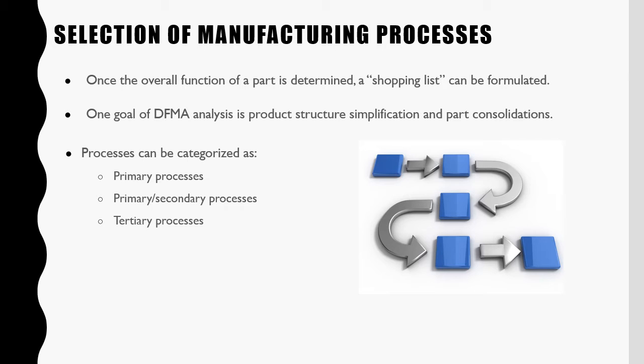Primary, which is used for producing raw materials and is also used to make the main shape. You have primary/secondary processes, which can generate the main shape of the part, and it also includes removal of material, such as if you 3D printed a part, that would be removing the support. And last is tertiary, which doesn't affect the geometry of the part and it always happens after the primary and secondary process.